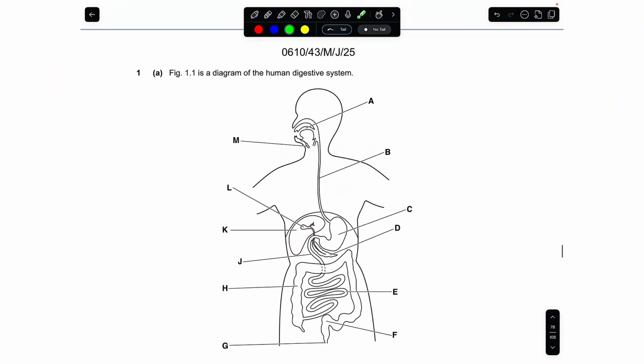Moving toward the last question from this chapter, which appeared in May-June 2025. The theory paper variant for your IGCSE Biology was 4.3. This question was related to identifying the parts of the alimentary canal and some questions related to the enzymatic activity that goes on within all of it. So I would not identify the parts here. Let us simply go to the question and see what they have to say, and then we will crack the diagram.